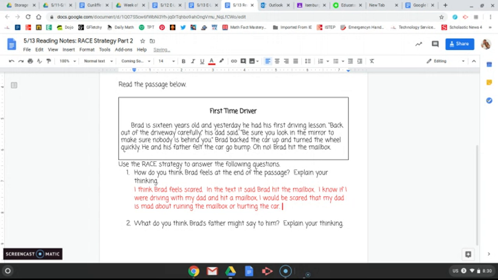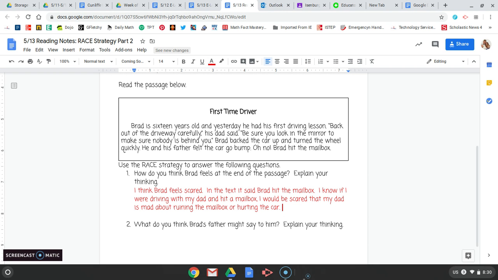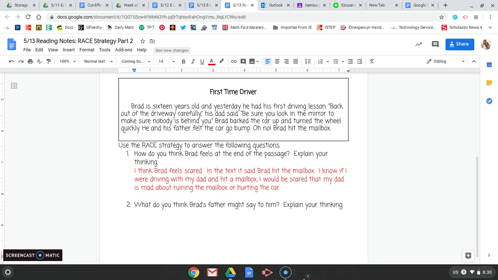So the reason I said he'd be scared is because I think I'd be worried that my dad would be mad about the damage to either the mailbox or the car. So I explained that in my last sentence. I explained why hitting the mailbox might make Brad feel scared. All right, so let's try another one.